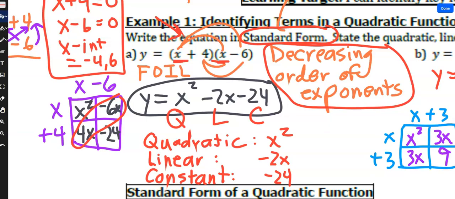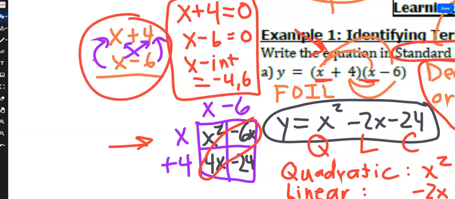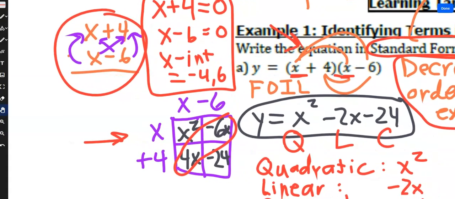Firsts, outsides, insides, lasts. That's what FOIL stands for. It's just a way to do it. There's other ways to do it, like I showed two examples here. Some people like to use the box method where you put one on the side and one on the top, and you literally match things up, multiply them together, and add any like terms. Here's another version of the same thing where you stack one on top of the other and do it kind of like you did two-digit multiplication back in elementary school and maybe middle school.